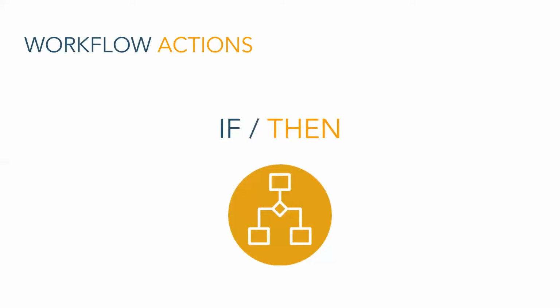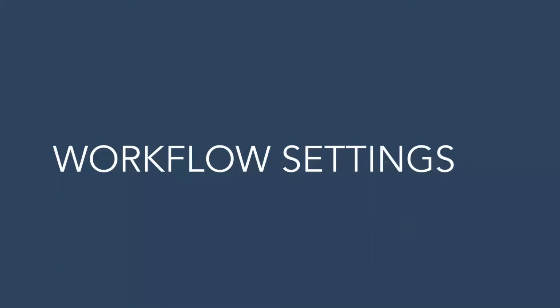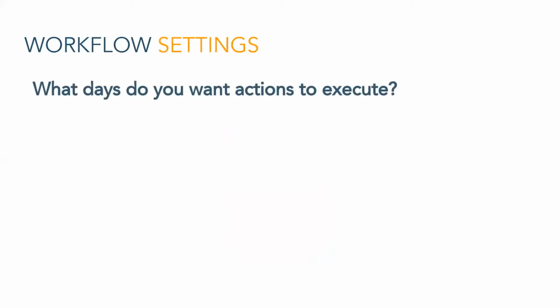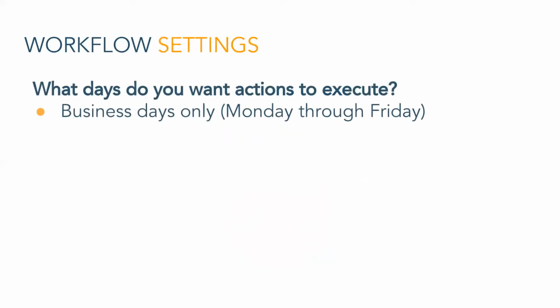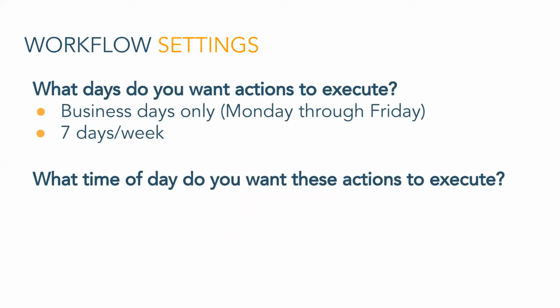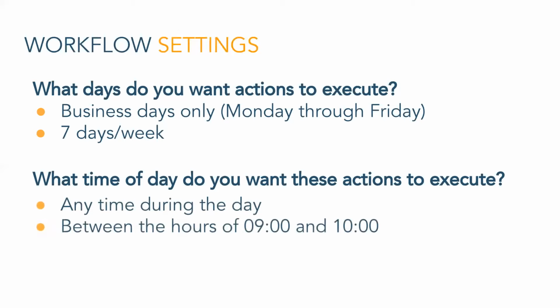The next thing I want to look at is workflow settings. So there's a couple of different things here that you can influence in your workflow. What days do you want actions to execute? So you could decide whether you only want to send email on business days only, so Monday through Friday, or if you want to send email 7 days a week. You can also set the time that you want these actions to execute. So this can be any time during the day, or any time in a 24-hour period, or between the hours of 9 and 10, or 9 and 11, or 9 and 5. So the idea here is that you can customize it, so you're trying to be a bit more human.